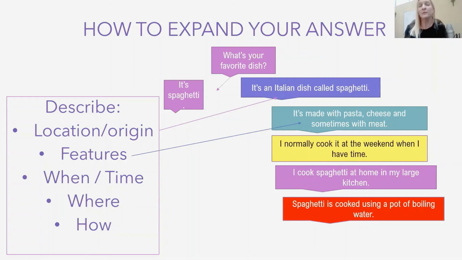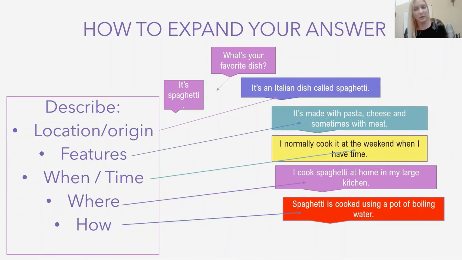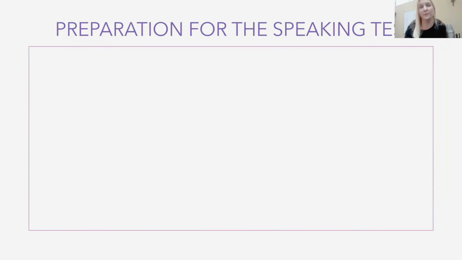Okay, when, time, how often? I normally cook it at the weekend when I have time. Where? I cook spaghetti at home in my large kitchen. How? Spaghetti is cooked using a pot of boiling water. So you're giving the location, the features, the frequency or time, where, how. So consider where, when, how, why when you want to improvise instead of just giving one simple fact.